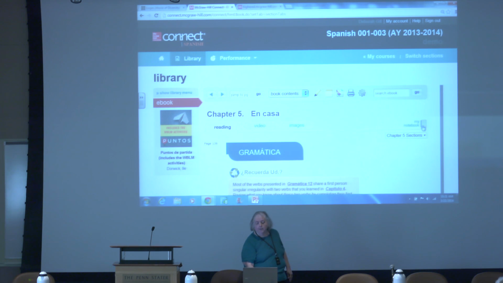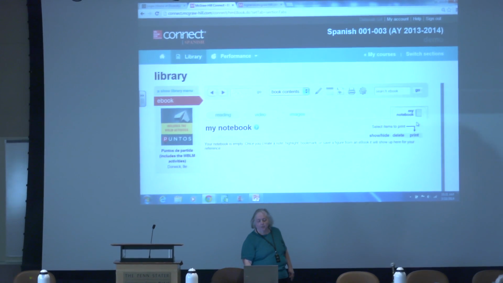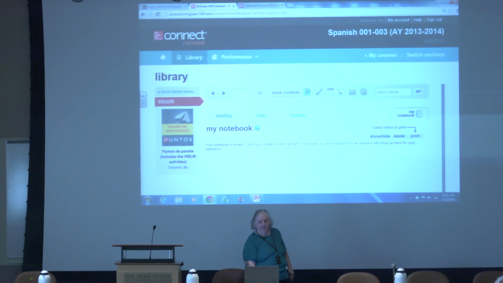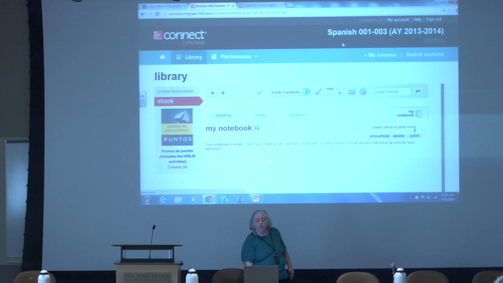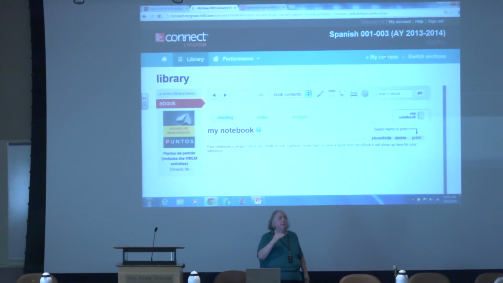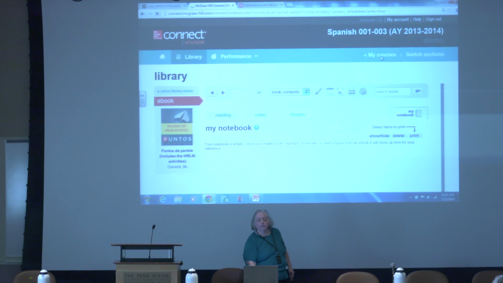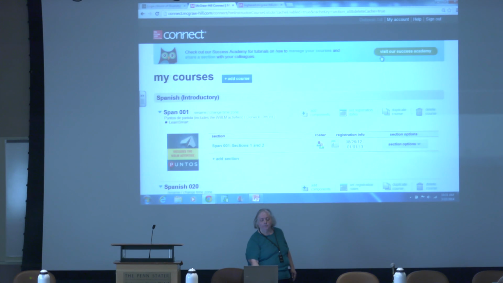In my textbook, I set up my notebook here. All right, it says it's empty. I set up my notebook, and when I do, I can put a note within the chapter for them to go and look at certain things or certain parts of their assignment.